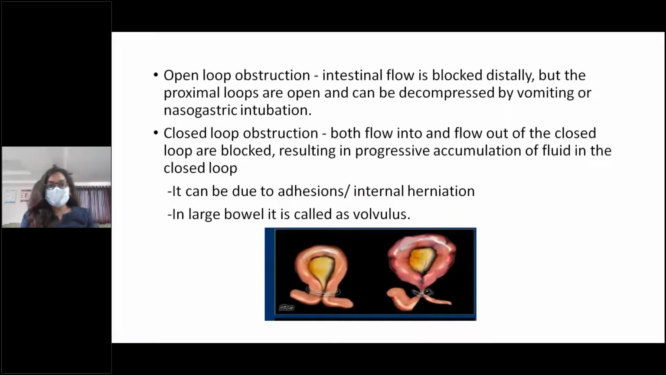Coming to the open loop obstruction, intestinal flow is blocked distally, but the proximal loops are open and it can be decompressed by vomiting or nasogastric intubation. In closed loop obstruction, both the inflow and the outflow of the closed loop are blocked, resulting in progressive accumulation of fluid in the closed loop. It can be due to adhesions or internal herniation. In large bowel, it is called volvulus. What is called volvulus?